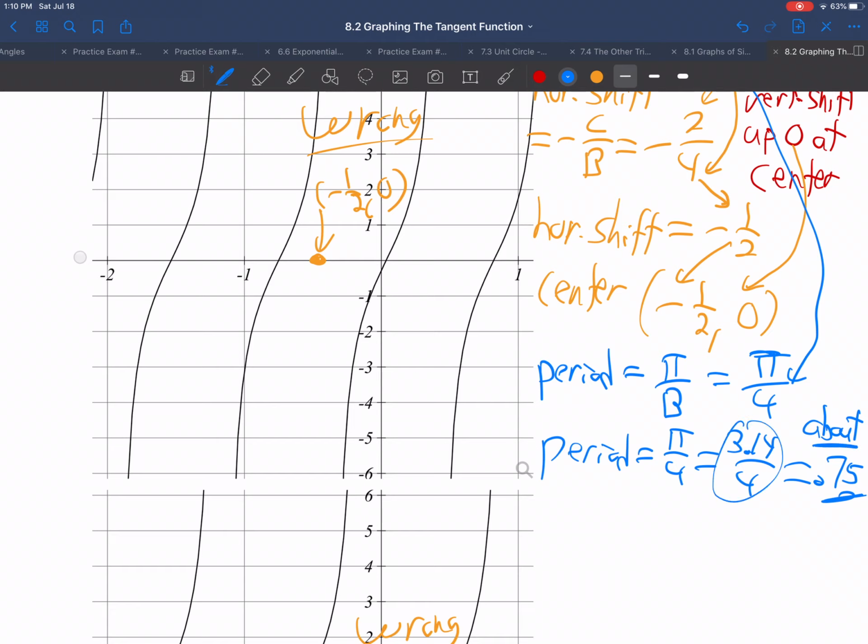You know that 3/4 of a dollar is 75 cents. Pi is about 3, so that's about 3/4. It's about 0.75. It's a little more. Pi is a little more than 3, so it's a little more than 0.75. Okay, so what does that mean then? Remember what the period is. That's how far to the next cycle, because the period's the width of every cycle. So that's how far the cycles are spaced out from each other, 0.75.